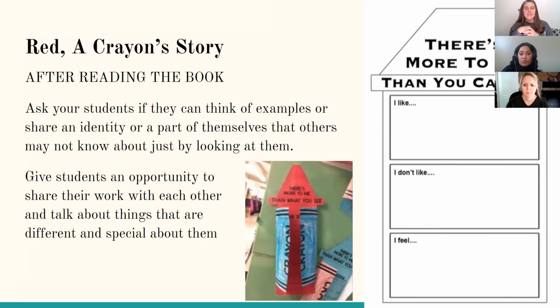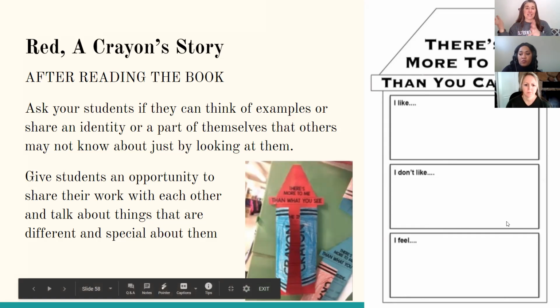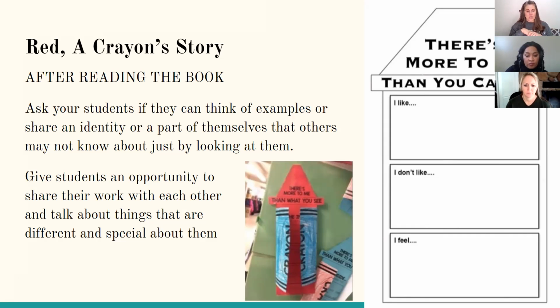There's more to me than you can see, giving your kids the opportunity to write about things that they like, things they don't like, things they feel that outsiders can't see, right? By looking at them. So you'd complete this activity with them, facilitate a discussion, and then put it all together in this cute little package, right? This little crayon package, giving students an opportunity to share their work with each other, talk about their similarities, talk about their differences and what makes them special.